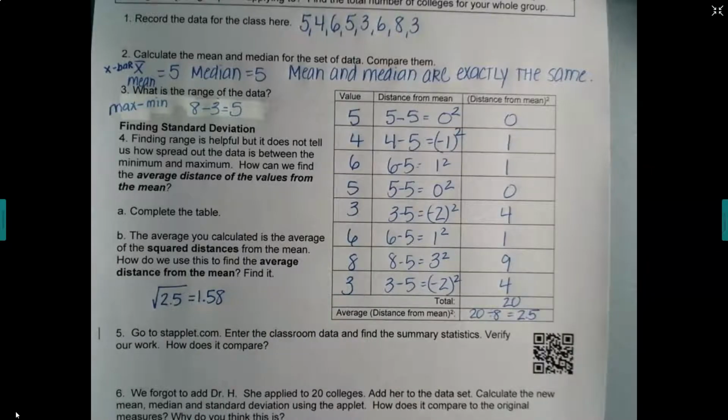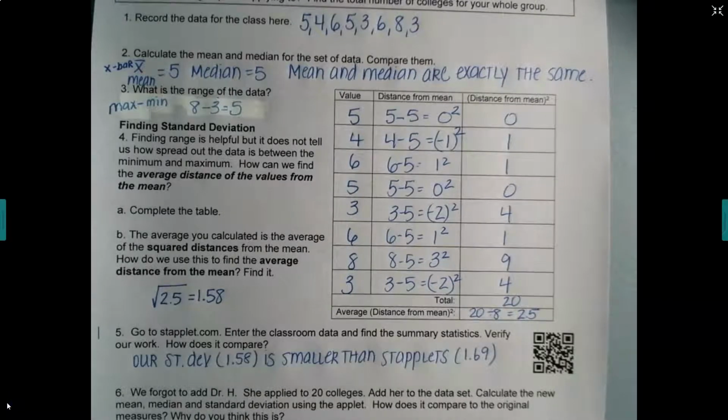What I'd like you to do now is go to Stapplet.com. You can use the QR reader, go to the one quantitative variable single group, put in your data, and look at the summary statistics and verify our work. How do they compare? So after I've gone into Stapplet, I found that our standard deviation at 1.58 is smaller than Stapplet's standard deviation at 1.69. Why is that?